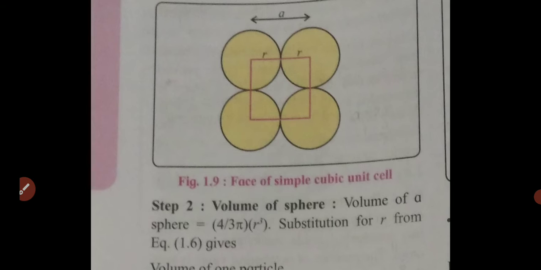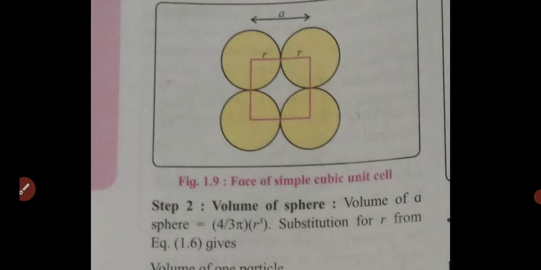Here you will find on each corner a particle is present. So on one edge radius of particle is coming, of one particle is coming. म्हणजे एक edge वरती there are 2 radii coming. One radius of one particle and radius of another particle is coming. From the diagram it's very clear. So I can say that a is equal to 2r.